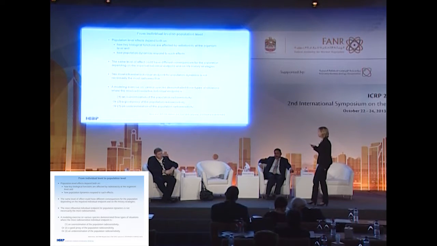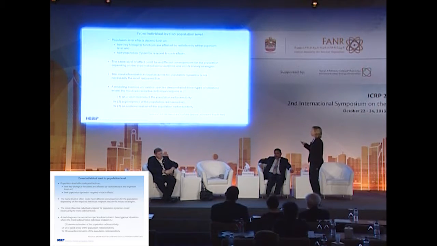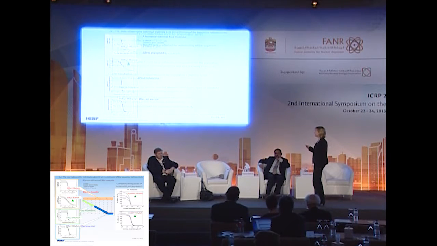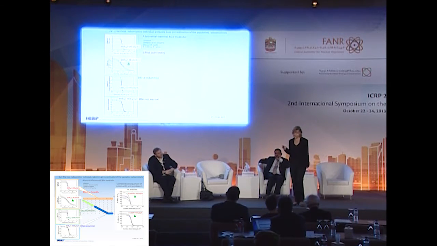a European project to demonstrate that there are actually three types of situation. One where the most radiosensitive individual endpoint is an overestimation of the population radiosensitivity, or a good proxy of the population radiosensitivity, or an underestimation of the population radiosensitivity. So we do not have only one answer to this question of the propagation of effects from individual to population level, but several. Let me give you an example to illustrate that.